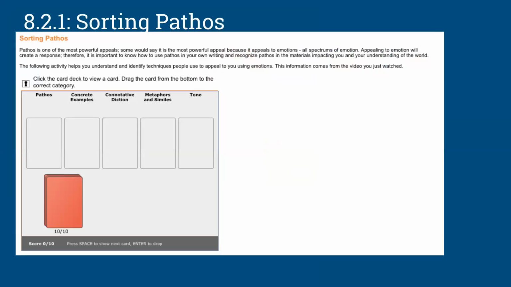And then the recap activity for that, I'm sure you've seen these types of activities in your classes as well, is you would click each card and the card gives you an example to sort into this pile. So I'm just going to show you the definition of each one of these. Pathos, we know, is persuading people through emotions. And the 4 types of pathos or appeals to pathos that are strong are concrete examples, connotative diction or word choice, metaphors and similes, and tone.